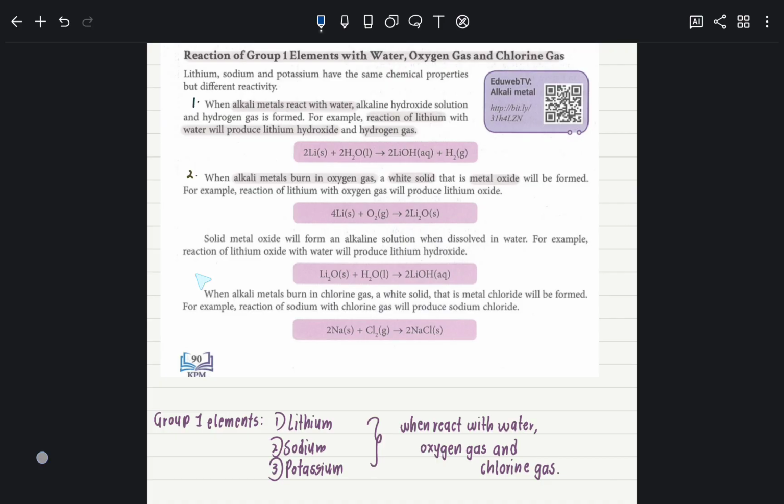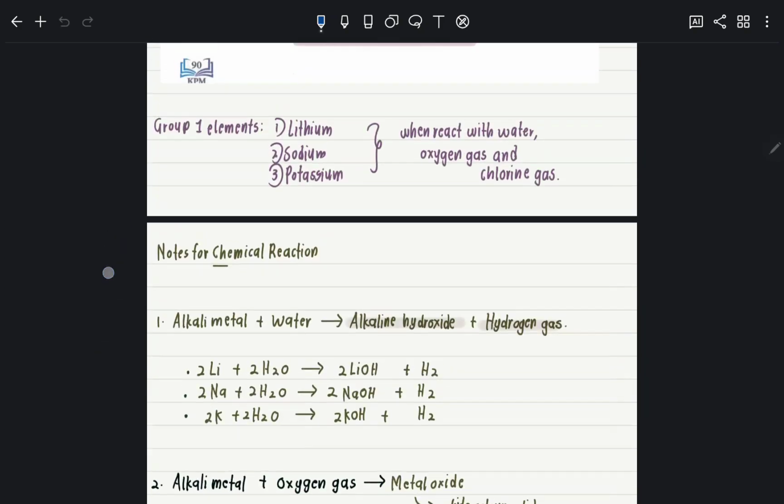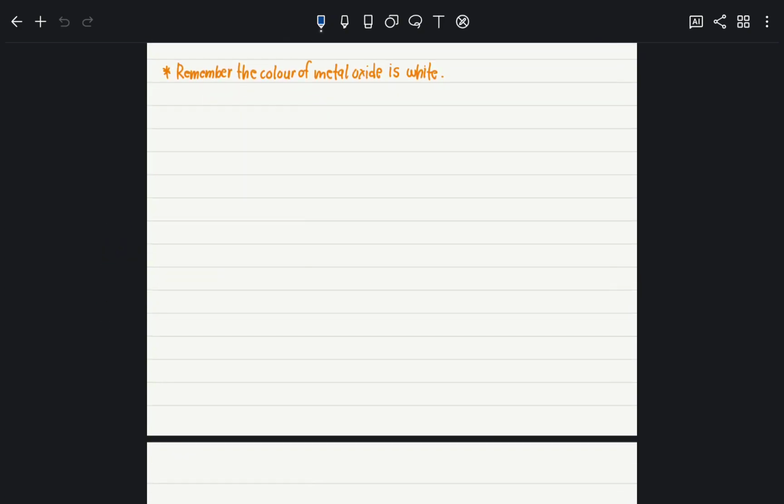The first one is when your alkali metals burn in chlorine gas. I put number 3, so you follow the numbering that I have put there. Don't say later that you are confused with my notes. So number 3, I have alkali metals. Just now I put them with oxygen gas, right? So now I want to put them with chlorine gas.